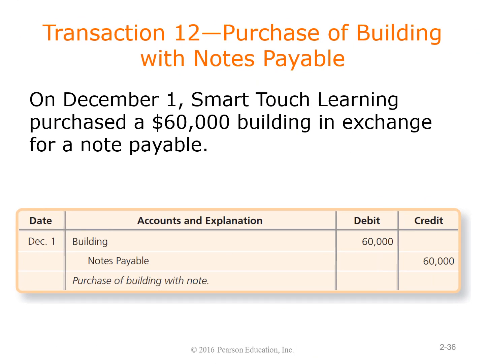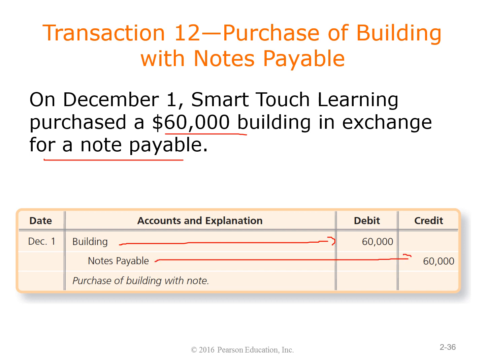Purchase of building with notes payable. Smart Touch Learning purchased a 60,000 building in exchange for a note payable. So the building will increase by 60,000 and notes payable will increase by 60,000. The building, because it is an asset, will increase in debit. Notes payable is a liability because we didn't pay, so it increased by the 60,000, and liabilities increase on the credit side.